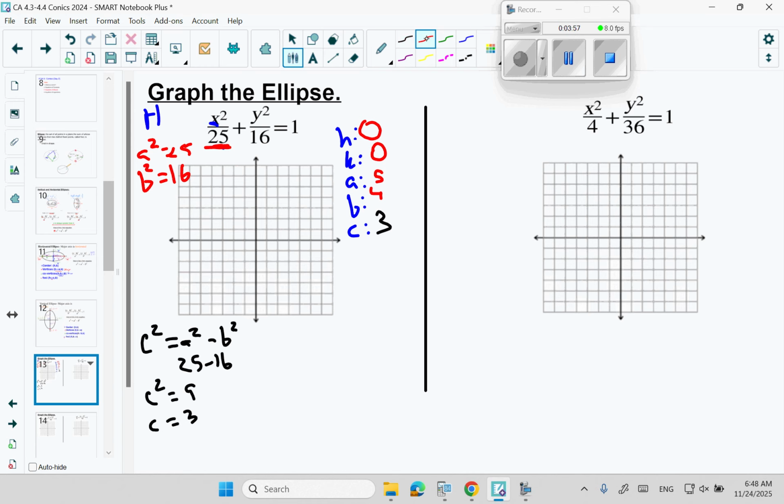Now I can just find the values. So starting first, my center is H, K, which means 0, 0. My vertices are going to be H plus and minus A, comma K. Well, H is 0, A is 5, so I'm going to get 0 plus 5, so 5, 0. And 0 minus 5, so negative 5, 0.